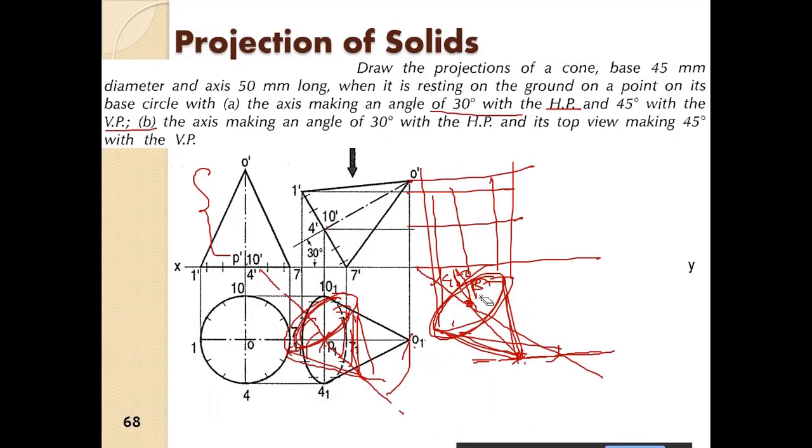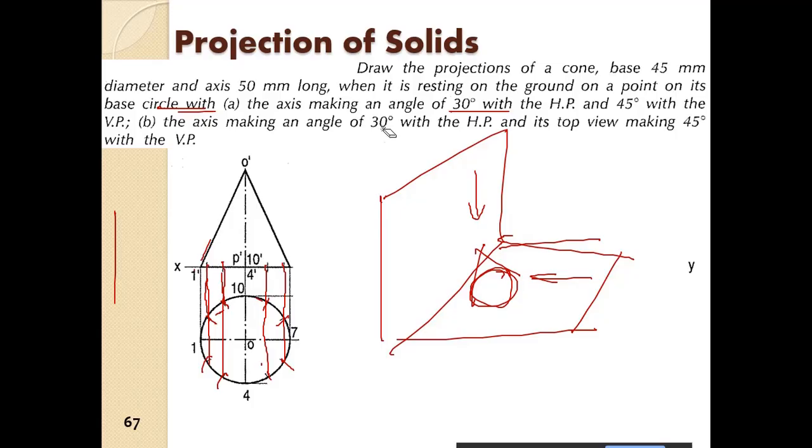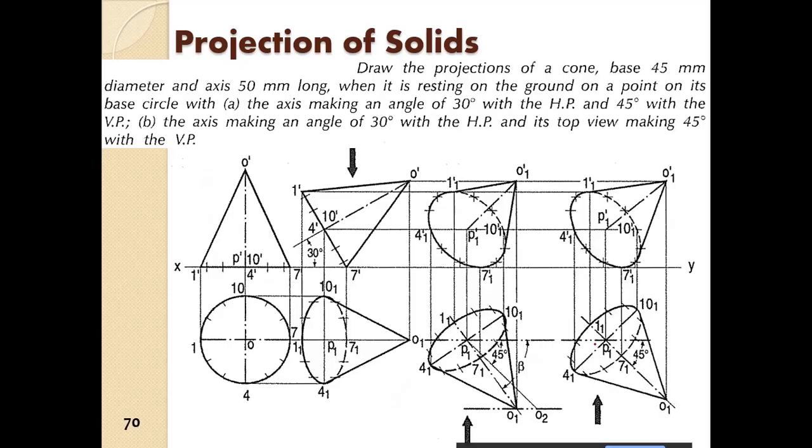Now if you concentrate on the second part, it says the axis is making an angle of 30 degrees with the HP and its top view is making an angle of 45 degrees. So in this case, it is directly 45 degrees. You have to rotate it by 45 degrees, same as what we have discussed above. And then from here you drop the projectors and you get the front view.